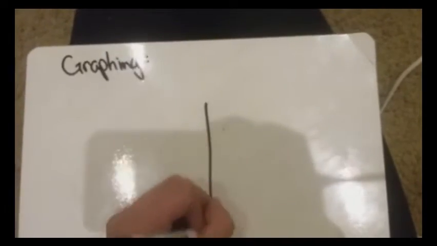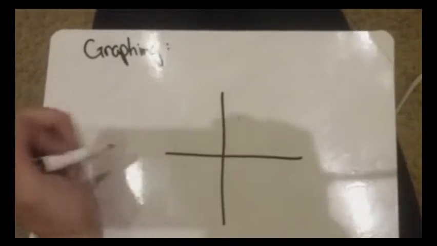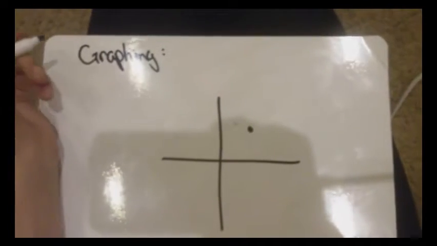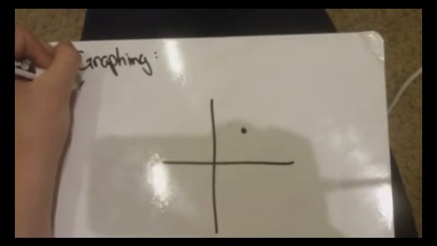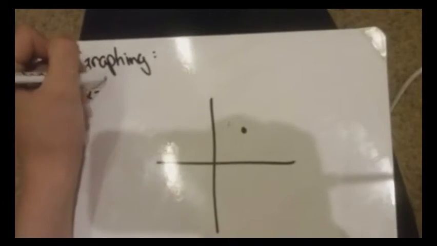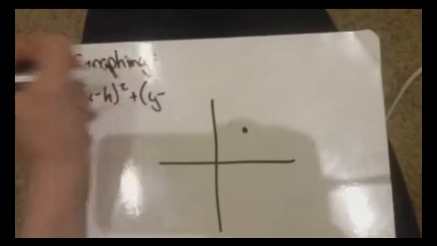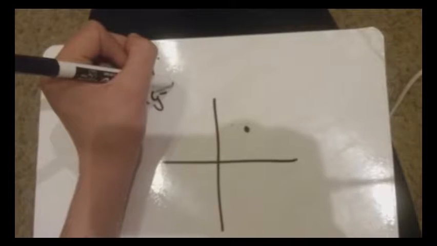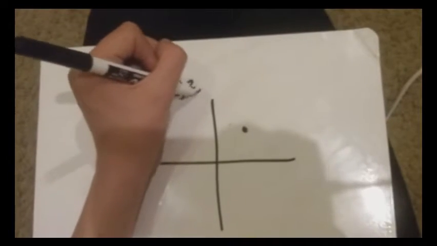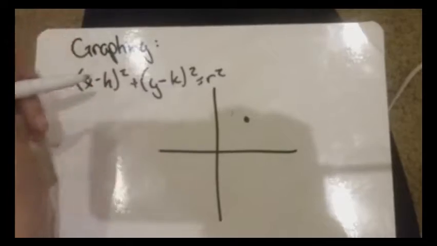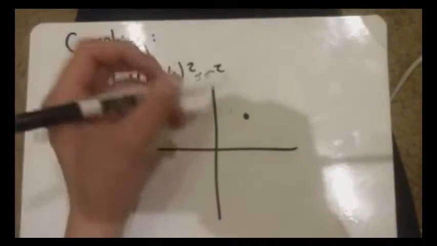If you're graphing super hard ones that you just can't do, like the center is out here, you could plug it into the equation of (x minus h) squared plus (y minus k) squared equals r squared, and you can just plug it in, find the points, and plot them.